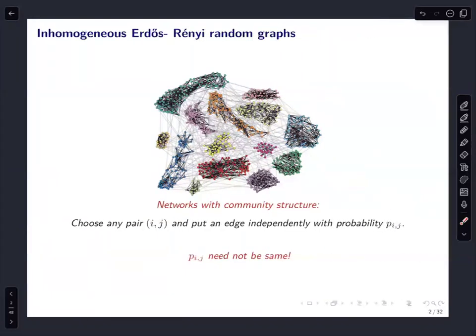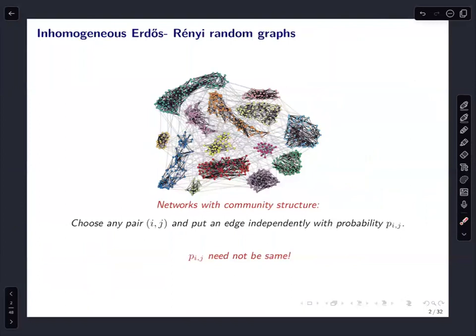It's a generalization of the classical Erdős-Rényi random graph, where for any pair of vertices i and j, you put an edge independently with probability Pij. And these Pijs are not homogeneous as you see in Erdős-Rényi, but they depend on both i and j, and maybe also some features of the network, like clusters or the pair of vertices you are looking at.